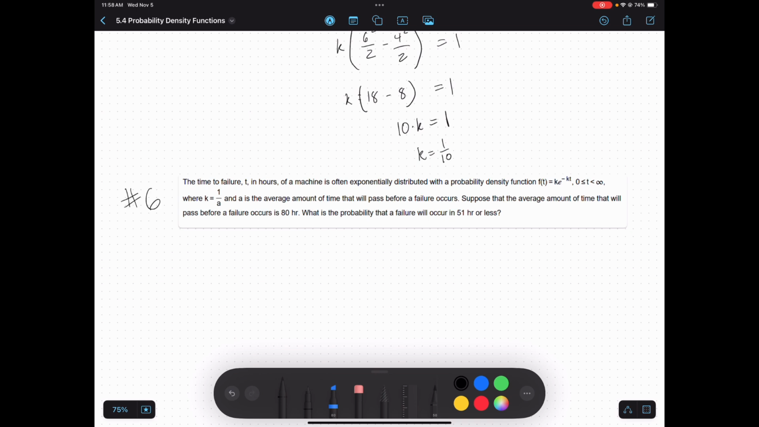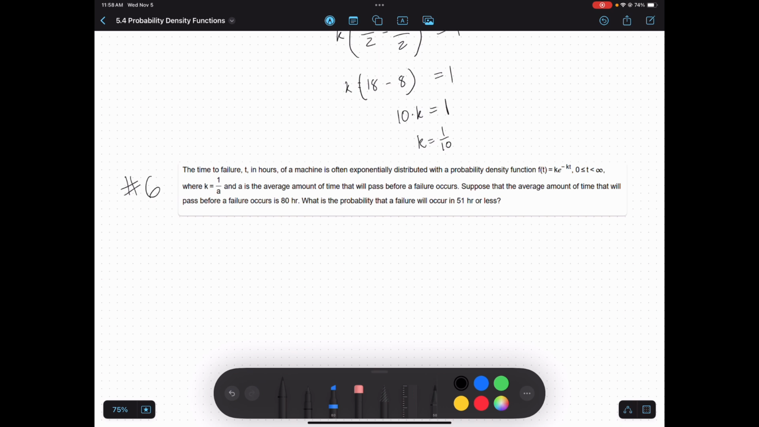And this one: the time to failure in hours of a machine is often exponentially distributed with a probability density function of f(t) = ke^(-kt) from 0 to infinity. So what does this look like? This is an exponential probability density function, which I talked about earlier.